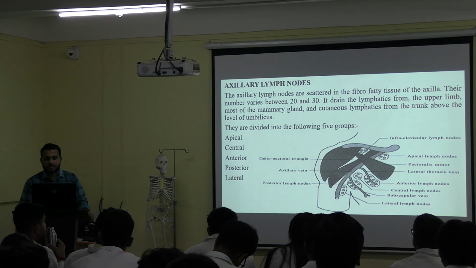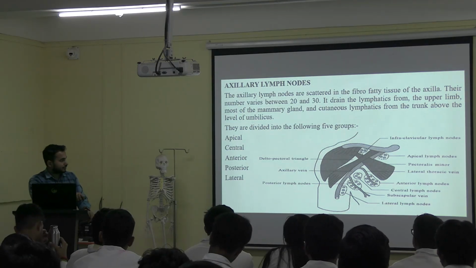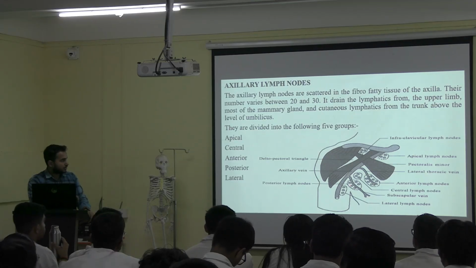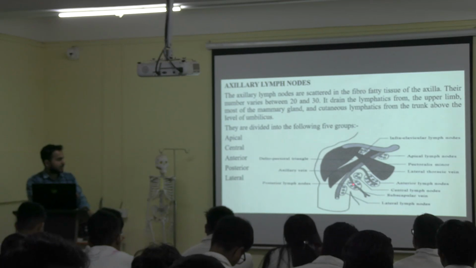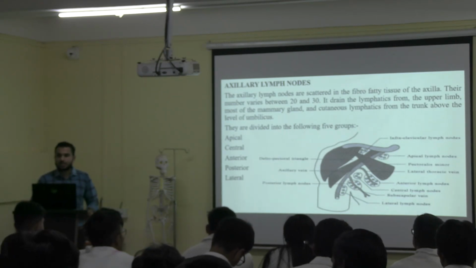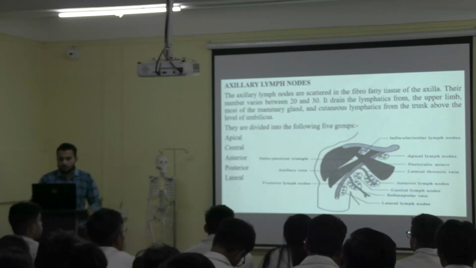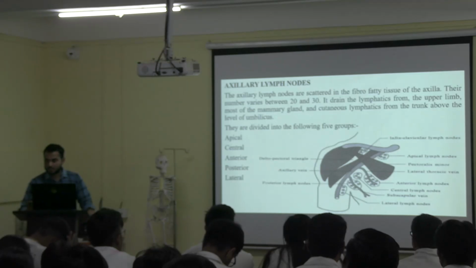Next, the posterior group of lymph nodes is also called the subscapular lymph nodes. Here you can see the posterior lymph nodes. These posterior lymph nodes are present around the subscapular vein. Which part is drained? They receive lymph from the posterior wall of the upper half of the trunk and the axillary tail of the breast.